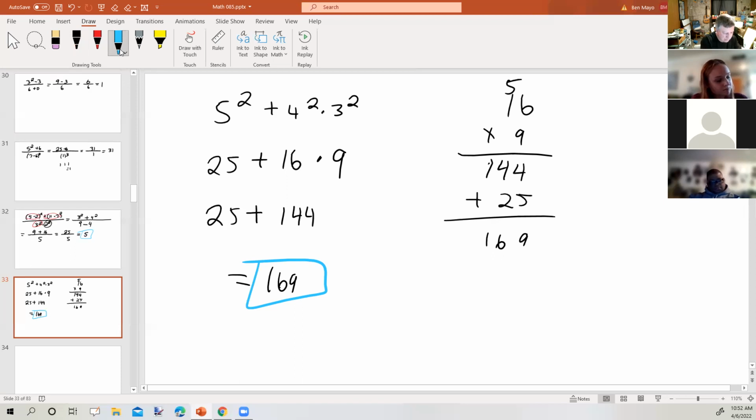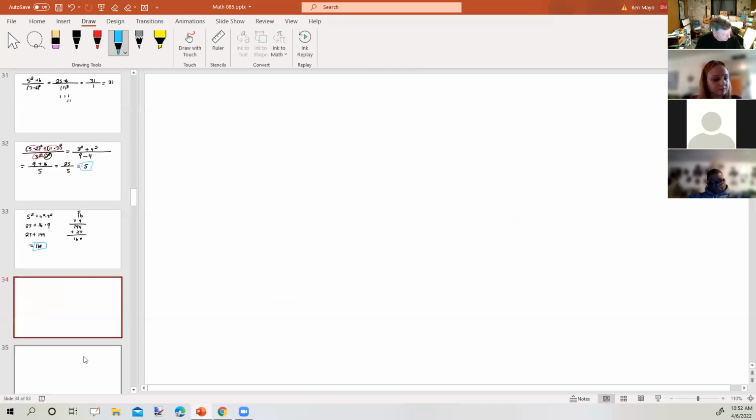All right, now we're going to continue to look at some problems involving order of operations. Only now we're going to end up with some negative numbers to deal with as well. All right, so let's say we've got this problem. Negative 27 minus 28 divided by 4.